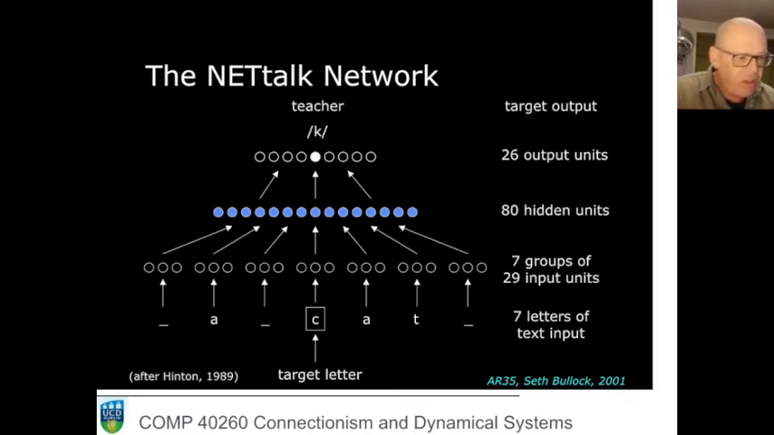So we've got all these 7 times 29 input units feeding into a single hidden layer of 80 hidden units and going to an output layer where we're going to use 26 outputs to encode English phonemes in such a manner that this systematicity that we've just noted will be respected.